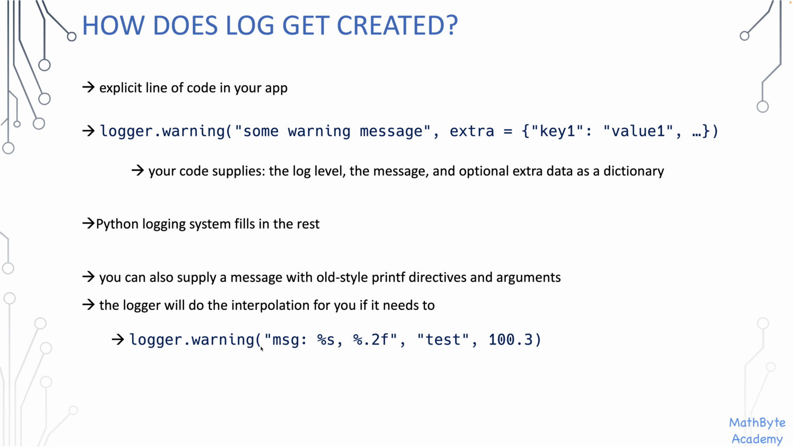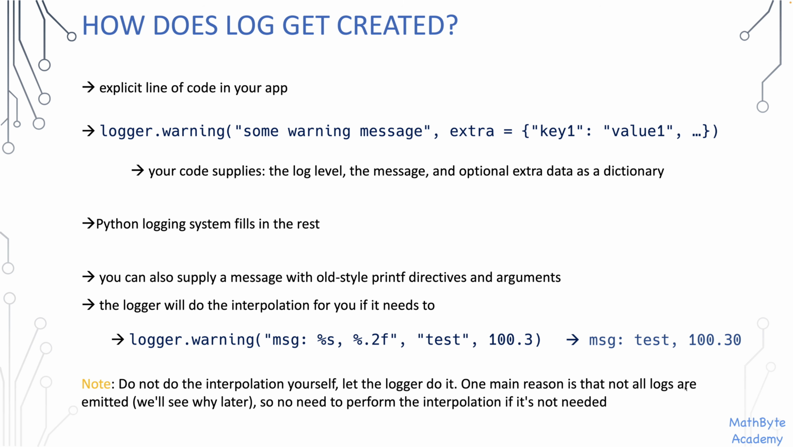Now, the reason why you don't want to do the interpolation at this stage is that the logger does not always emit the log record, and we'll see why later. There are reasons for that and configurations that we can do. So you don't want to waste the time doing the interpolation unless it's needed, which is why you do it this way. This way it's deferred. You're going to wait for the logger to do the actual interpolation of the data into the string itself. And so this is what it would look like if this log got emitted. The message string would now look something like this. So again, do not do the interpolation yourself. Let the logger do it.